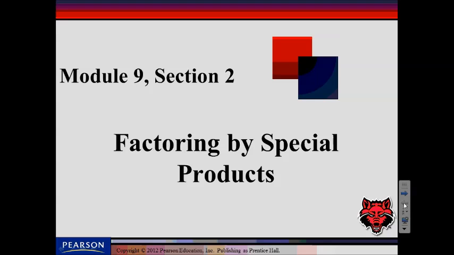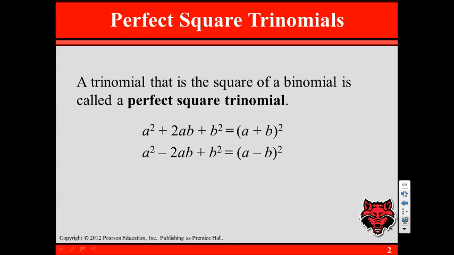In Module 9, Section 2, we will look at factoring by special products. Remember the two special products that we saw in Module 5? They were the perfect square trinomial and a difference of squares. And these were the two formulas that we used.